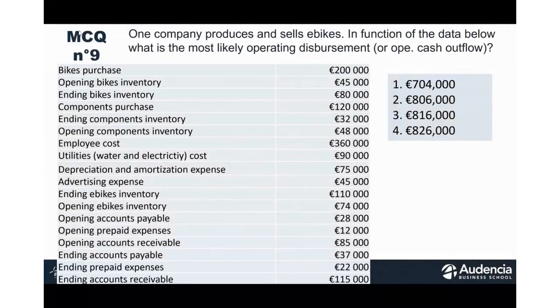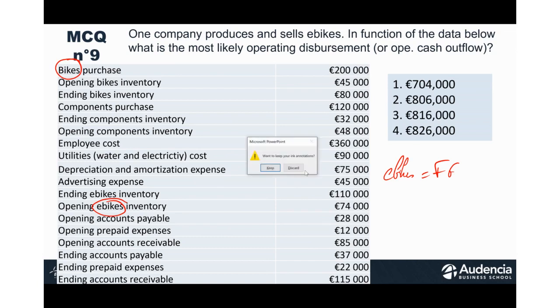So we purchase the bikes and we produce e-bikes. So the e-bikes are the finished good, what we produce. What we produce is the finished good, okay? So what we sell. And we purchase the bikes in order to produce the e-bikes. So from all this information about the activity, you have to find the operating disbursement.